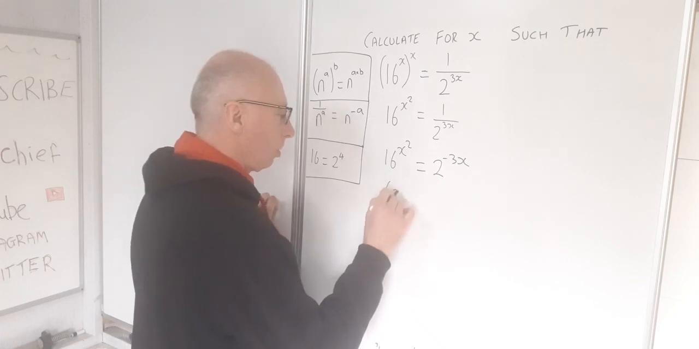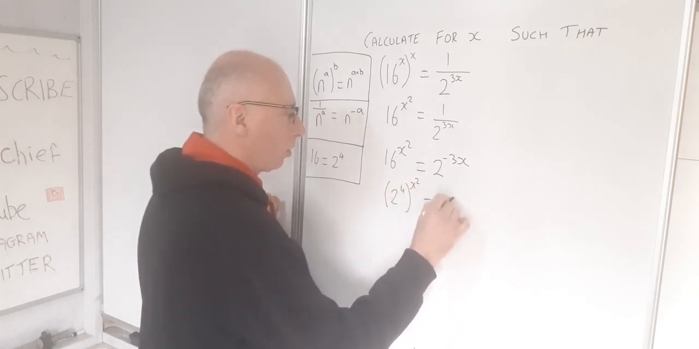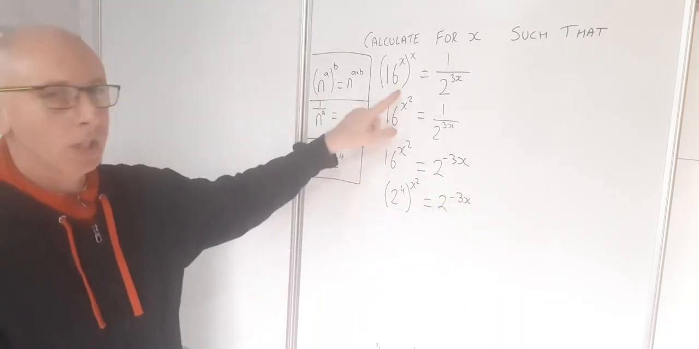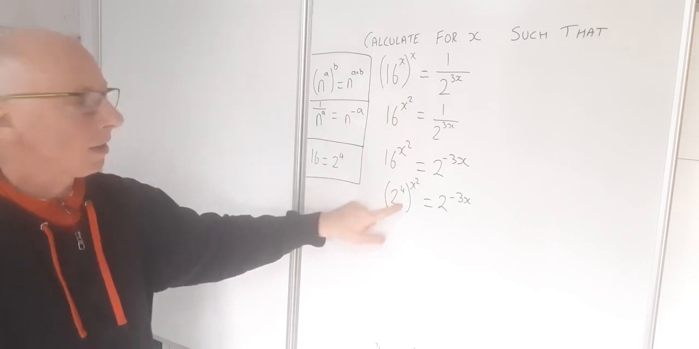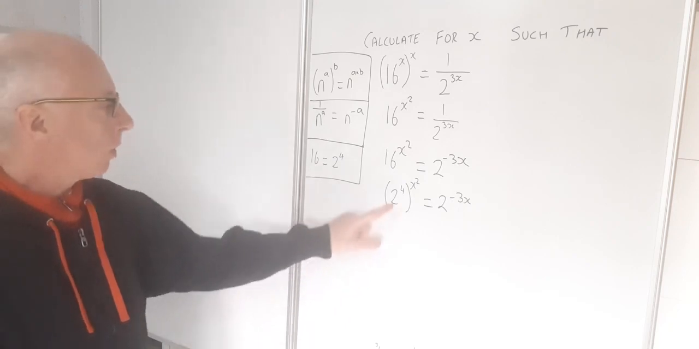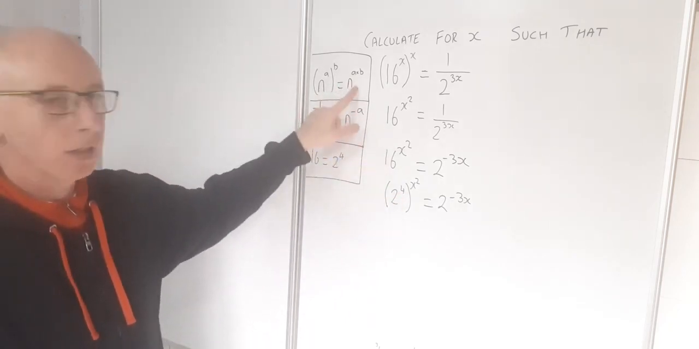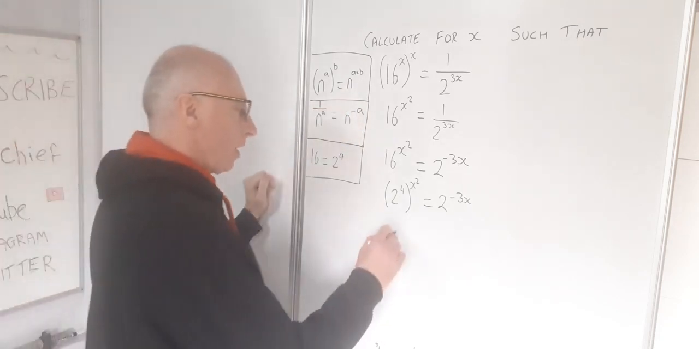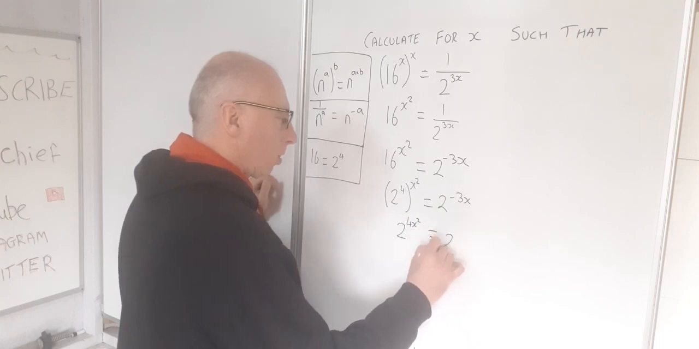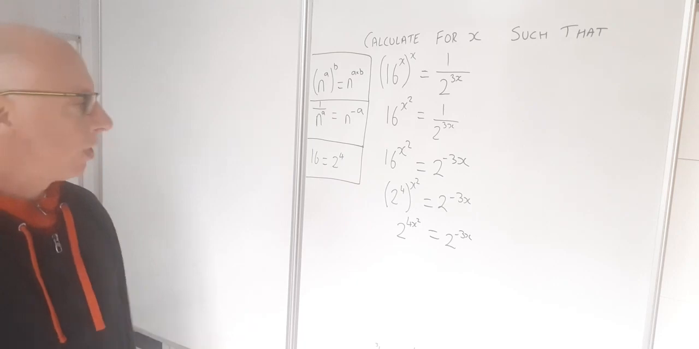So now we've got 2 to the power of 4 to the x squared equals 2 to the minus 3x. So we're back to where we started here, except we've got something to the power of 2. So now what we can do is we can go back to our original indice law that we introduced and rewrite that using this indice law. So now we've got 2 to the 4x squared equals 2 to the minus 3x. Okay, now that's really helpful.